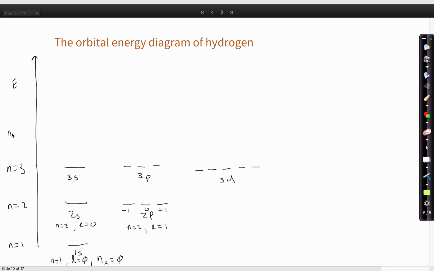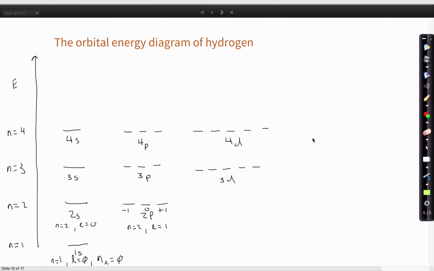And then we would go to n equals 4, and we would have a 4s, a set of p's. Remember, p's occur in sets of 3. That should be 4p. And then the d orbitals occur in sets of 5: 1, 2, 3, 4, 5. Those are the 4d's.